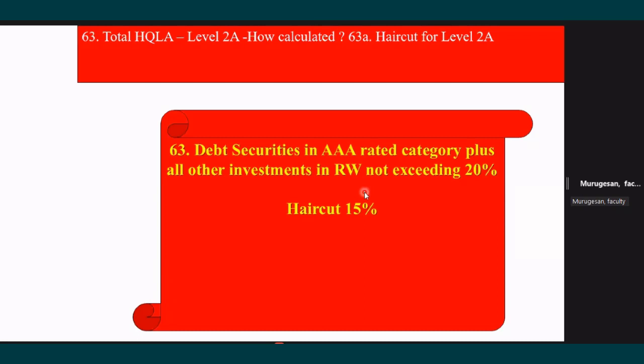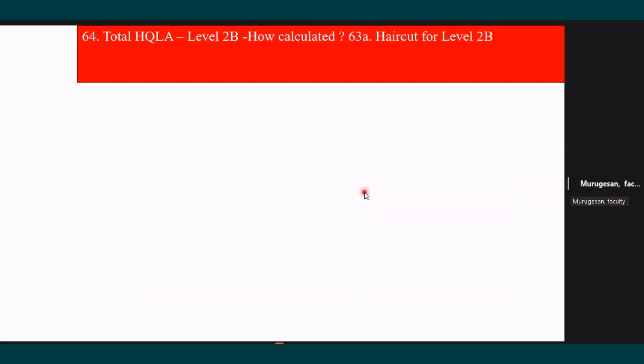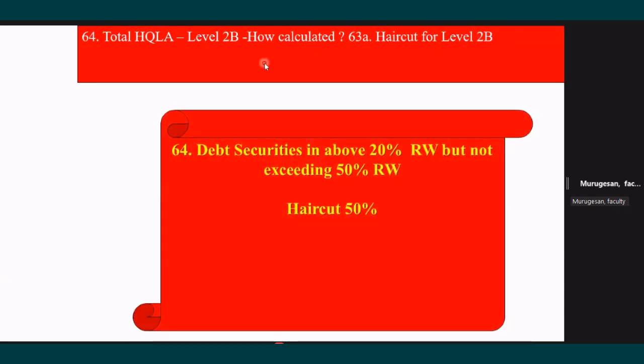Okay. Now you understood haircut 15. Now the third cut, first the definition you will understand. Definition 2B: what is the haircut? The question is, in total HQLA, what are the level 2B HQLA assets, and what is the haircut applicable for such assets? Now the answer is this. All debt securities, including commercial paper.